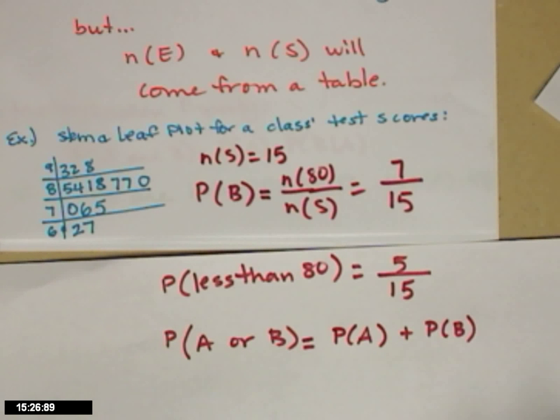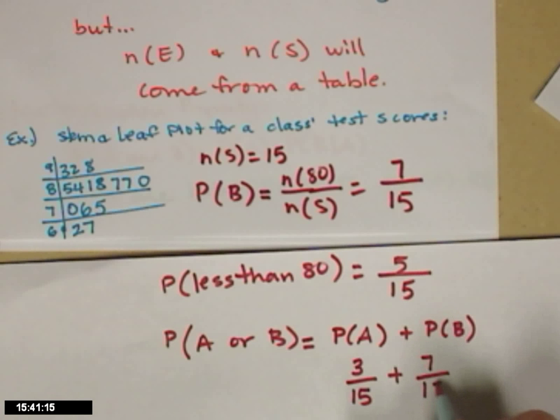So the probability of getting an A, I'm going to talk slowly so you can write it down. You know what the denominator is. How many A's? Probability of B, we had that from above, so I'll just grab that 7/15 and bring it down. And altogether, 10/15.